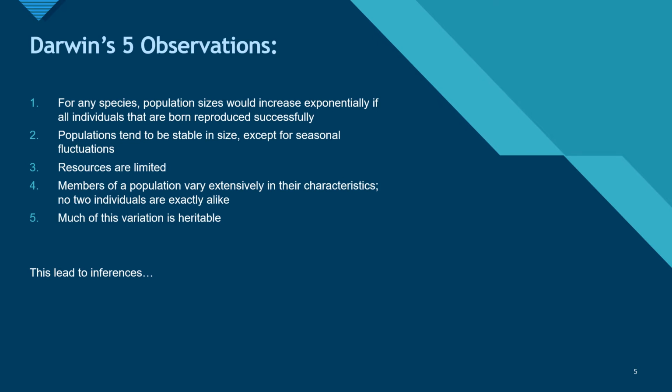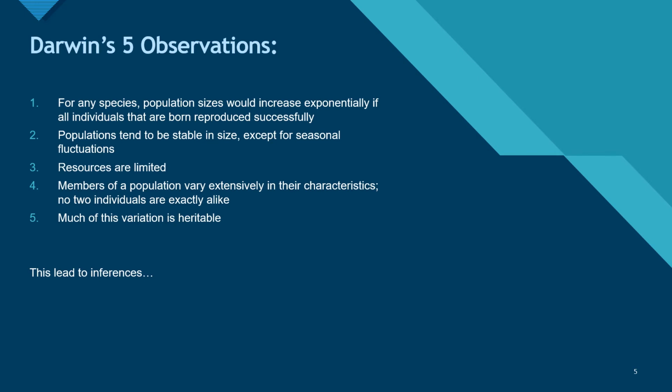Third, resources are limited. Fourth, members of the population vary extensively in their characteristics, so no two individuals look alike. Just like humans, even though I am a human like my sister, we are very different individuals. And the fifth one is that much variation is heritable. These five observations led to inferences.